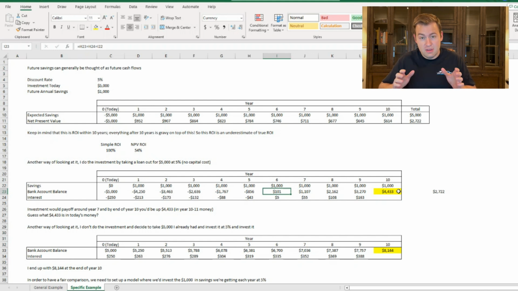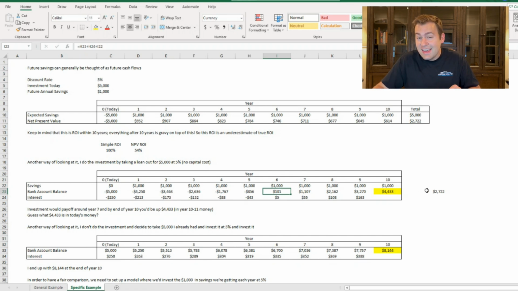You borrowed the investment amount, and you were able to use the benefit, the $1,000 a year, to pay off that loan, and so you're left with $4,433. So okay, how does that reconcile with the $2,722? Well, the $4,433 that we've shown here is the additional money that you would have after paying off the loan and everything in year 10.